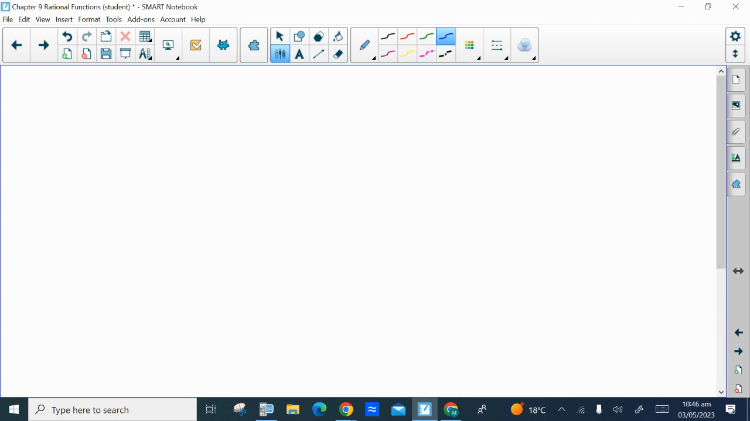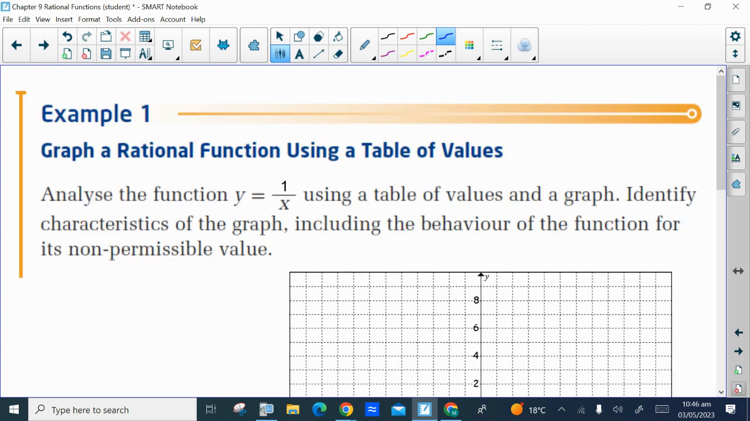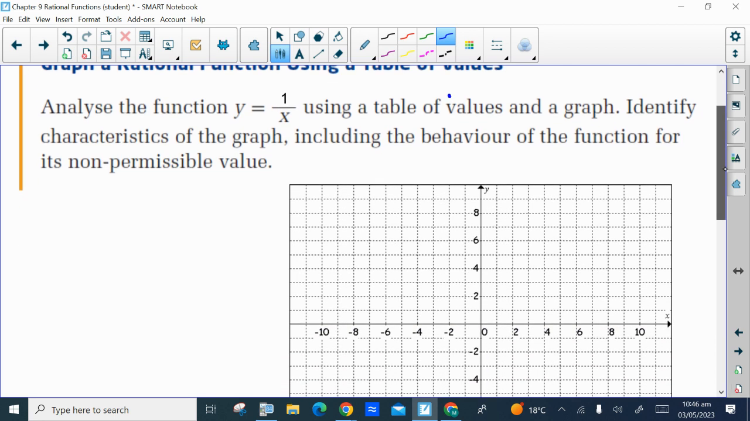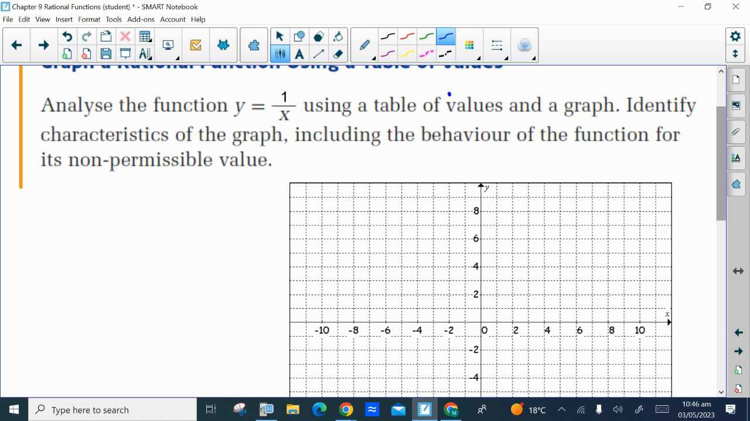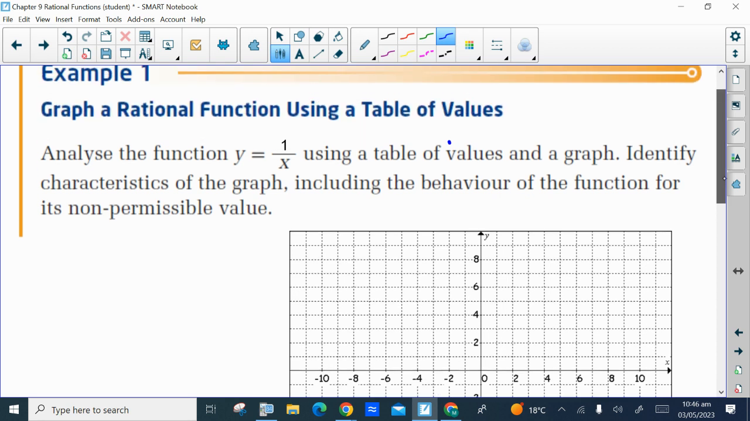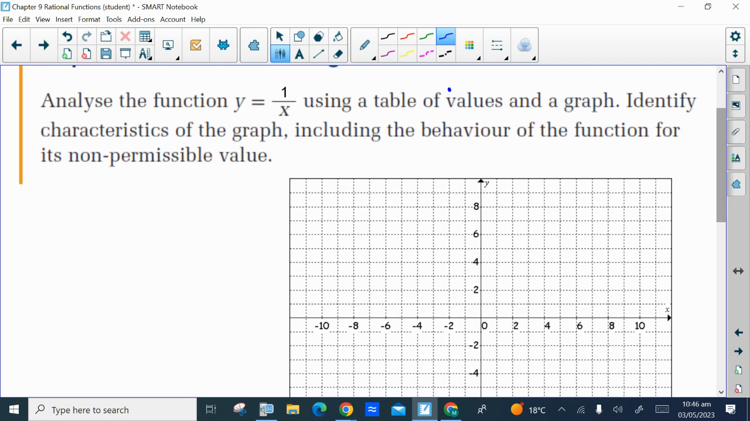Okay, so when we look at the graph of y equals 1 over x, we'll graph it by using a table of values. We'll identify characteristics and talk about the behavior of the function for its non-permissible values. So we'll again do this by getting a table of values. Again, x cannot equal 0, that's a non-permissible value, but we can have both negative and positive values of x.